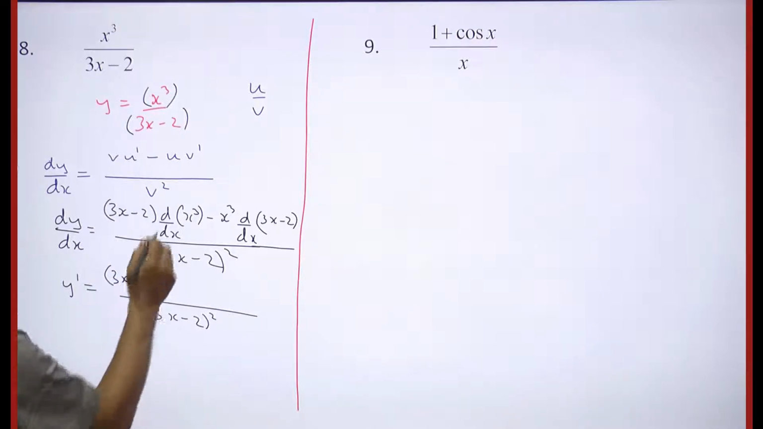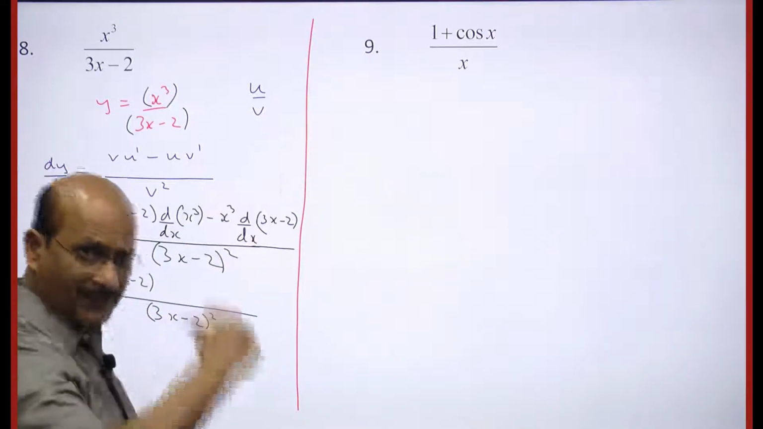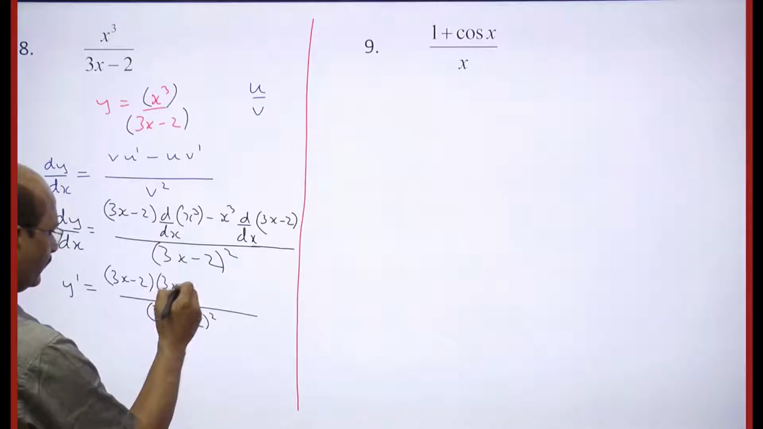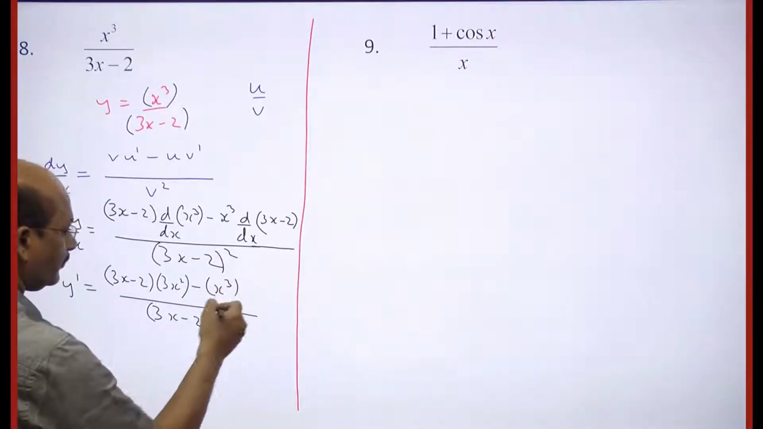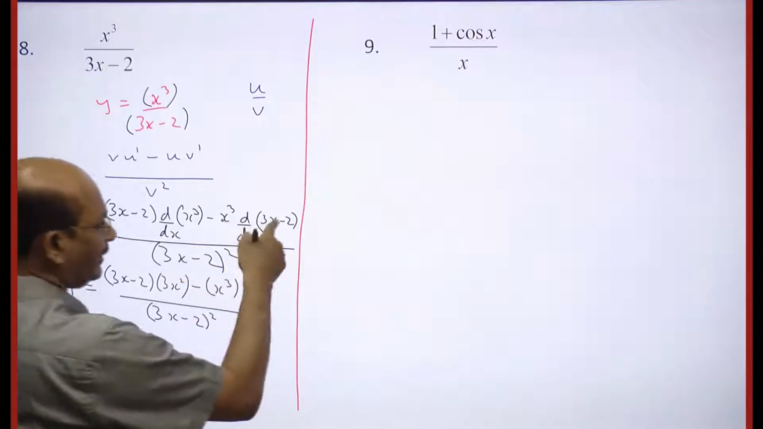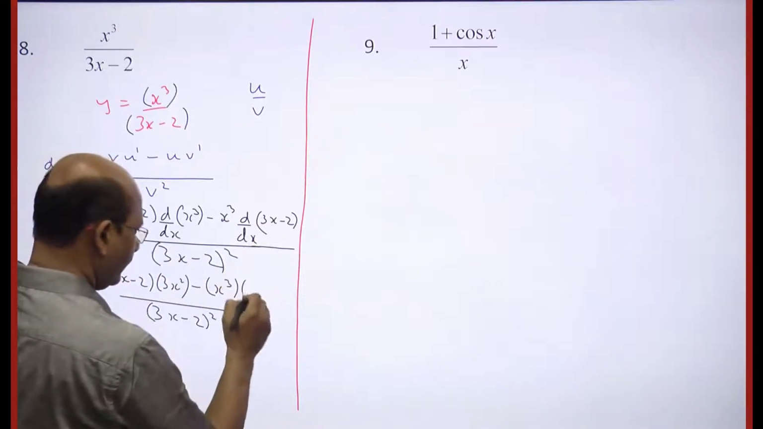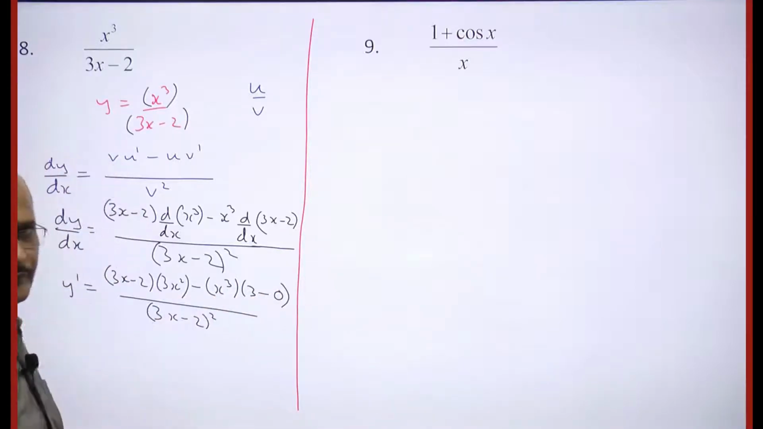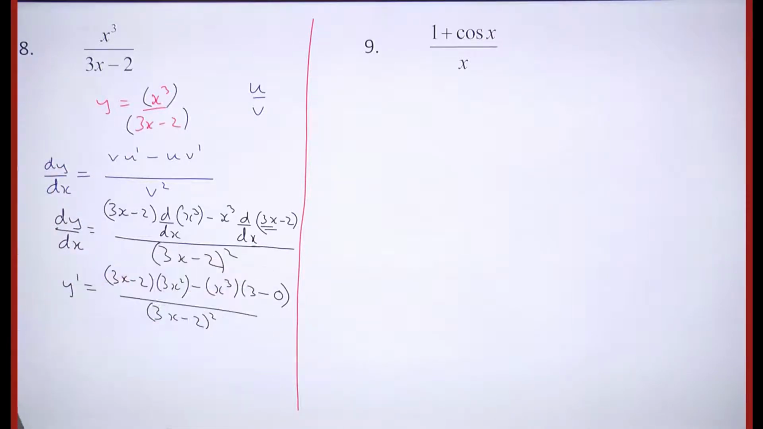Into derivative of x cube, power rule. What is the power rule? X raised to n. Bring the power down and one less. So 3x square minus x cube, bracket, don't forget it. Derivative of 3x minus 2, hold on, derivative of ax is a, and this is constant, derivative is 0. I hope you remember this. Derivative of 3x will be 3 and derivative of 2 will be 0.